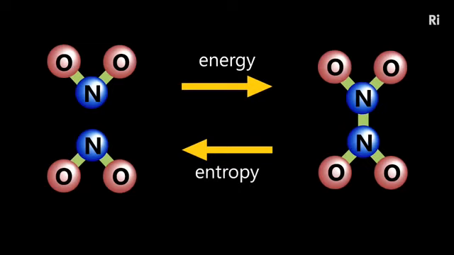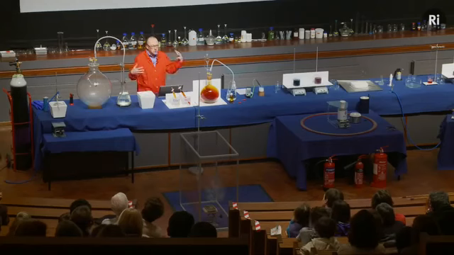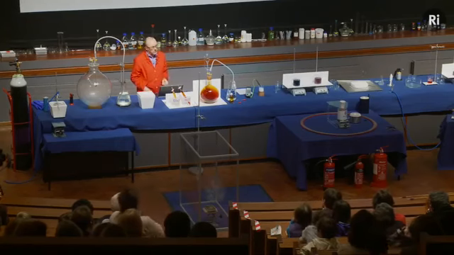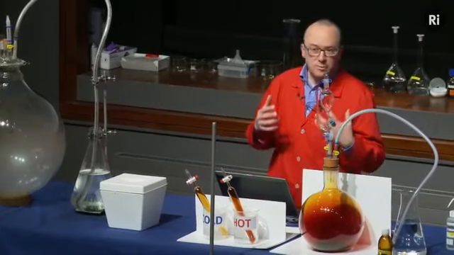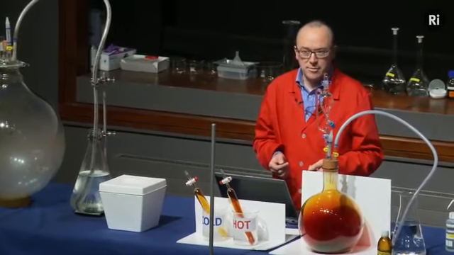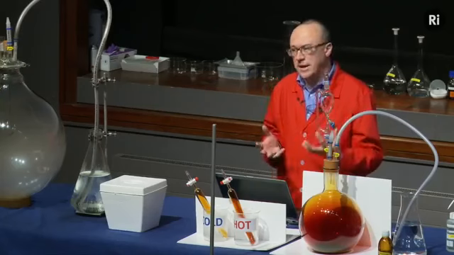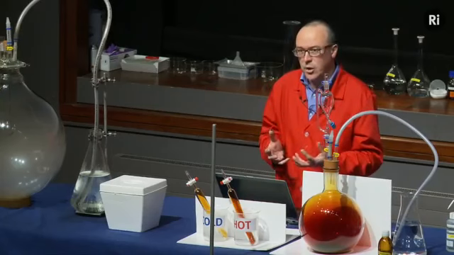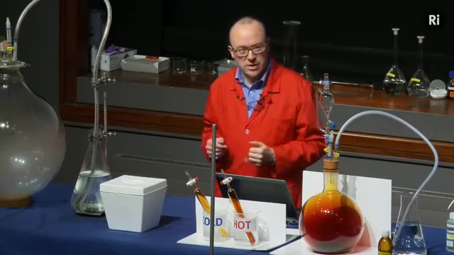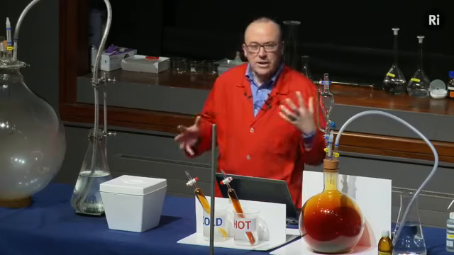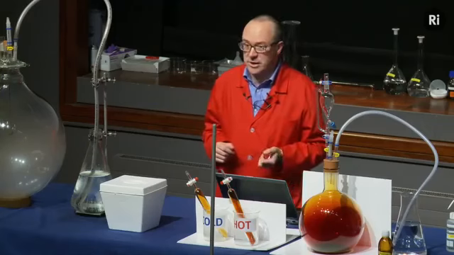So these two effects, the ball rolling downhill effect and the teenager bedroom effect, are driving this reaction in sort of opposite directions. What happens is that the reaction actually goes in both directions at the same time. And it reaches a sort of balance. We call it an equilibrium, where there is some nitrogen dioxide present and some dinitrogen tetraoxide present. And the relative proportions of these depends upon the temperature.